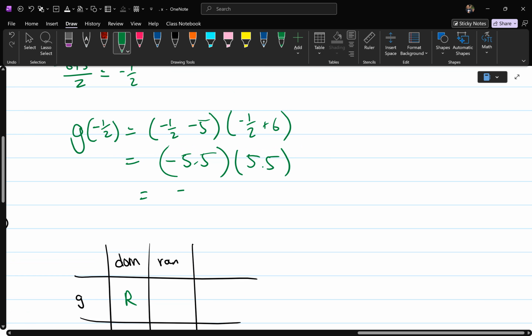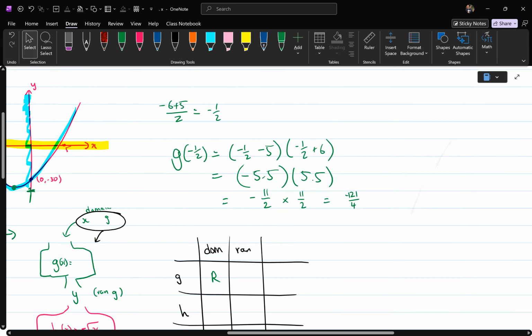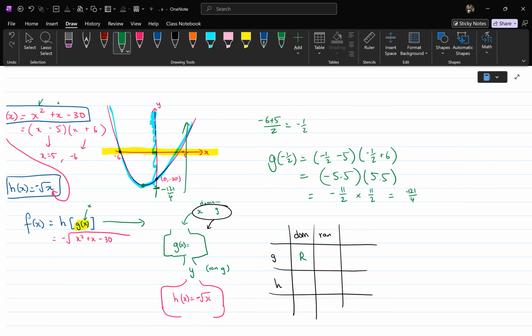Negative 5.5 is the same thing as 11 on 2, times this is 11 on 2. So let's change that to negative 121 on 4. Okay, cool. So the range is negative 121 on 4 all the way to infinity. Just for argument's sake, we can see the range is from negative 121 on 4 all the way to positive infinity. So that's for g of x.